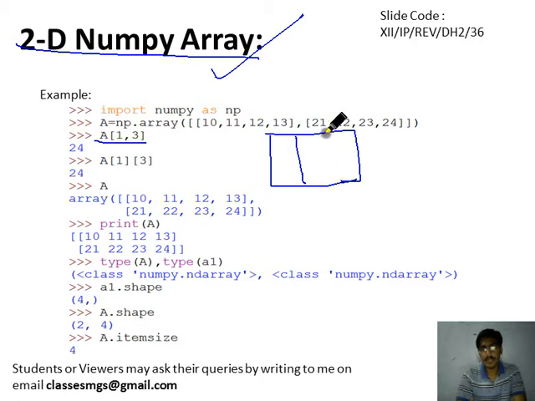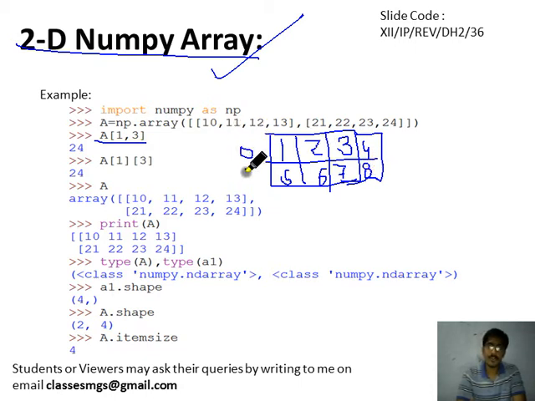So let's look at this. Let's suppose this has 2 rows and 4 columns. Let's suppose it has 1, 2, 3, 4, 5, 6, 7, 8. So it has 2 rows and 4 columns, indexed 0, 1, 2 and 3. So this is the shape of this NumPy array. It is a two-dimensional NumPy array.